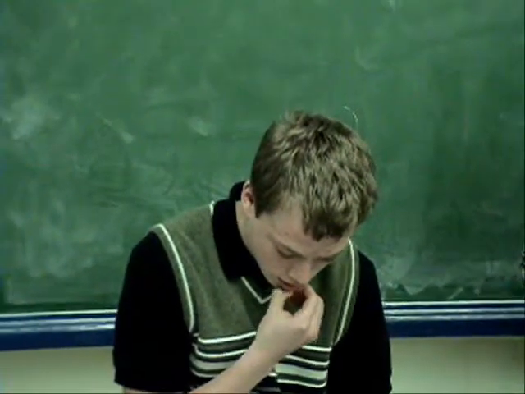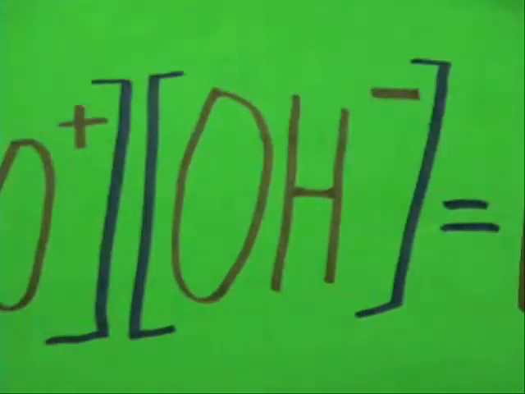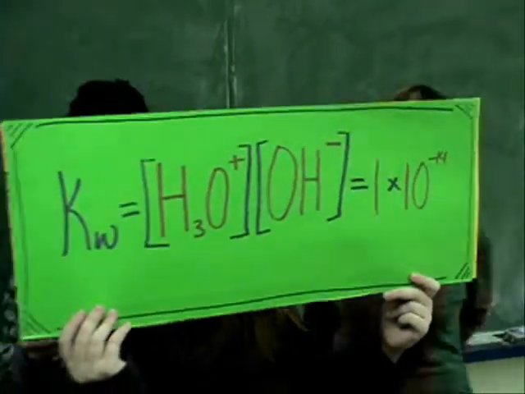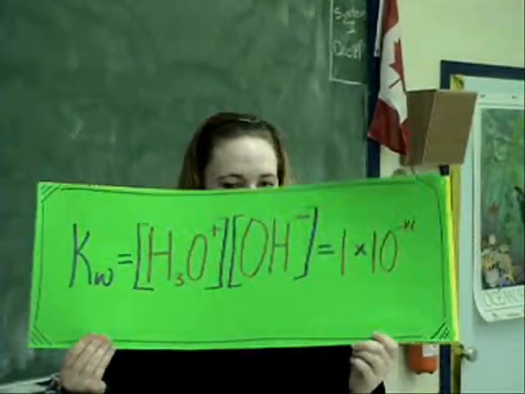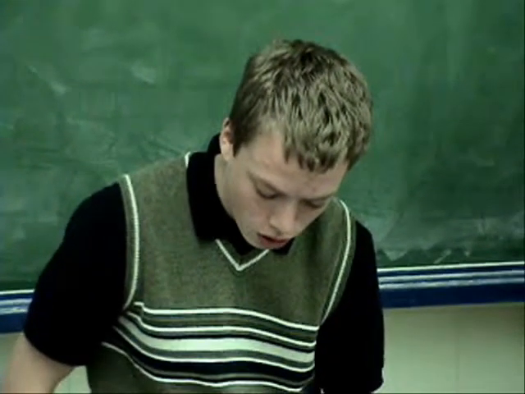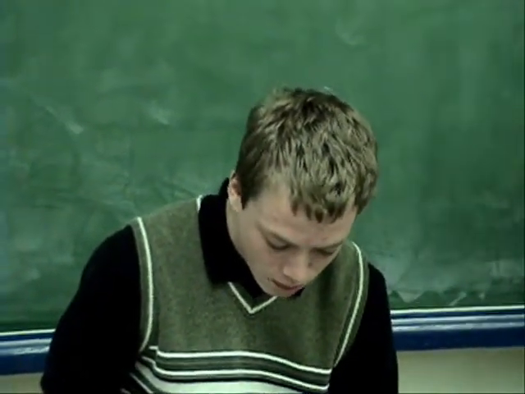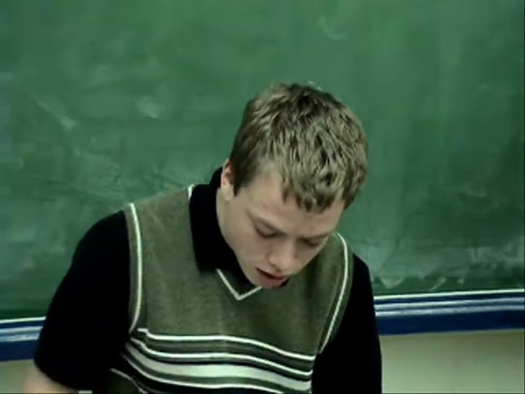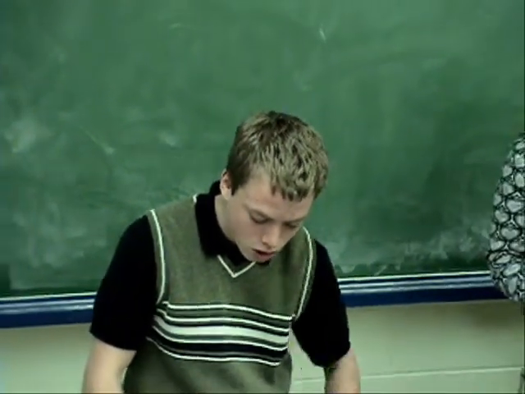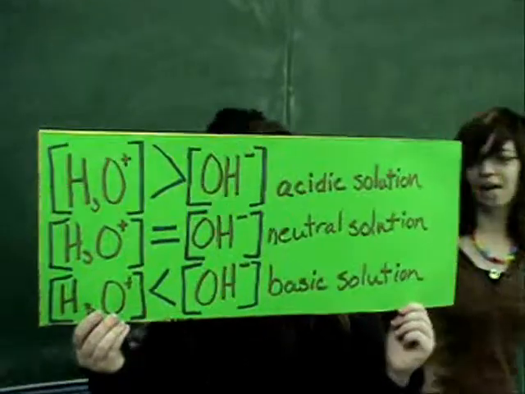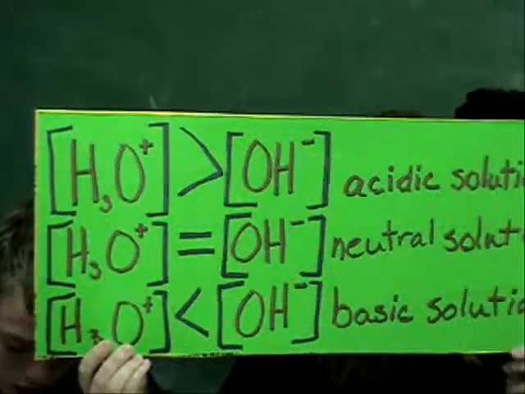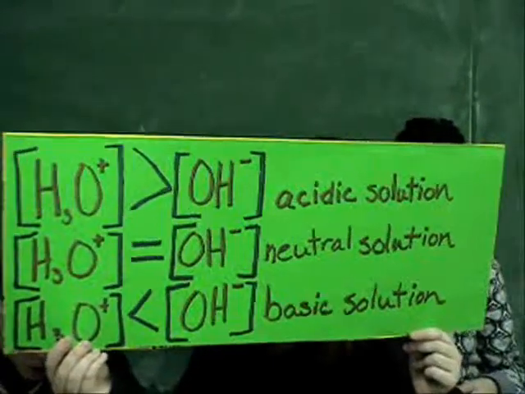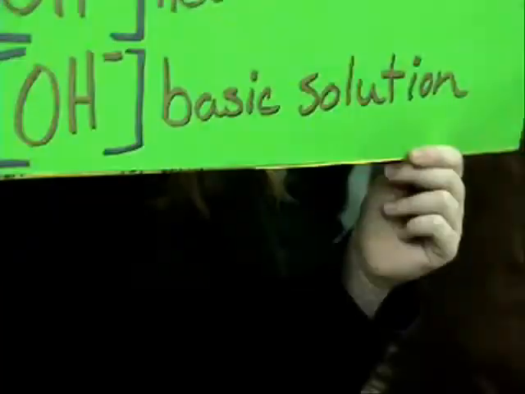After the addition of an acid or a base, the Kw is still Kw equals H3O+ times the concentration of OH-, which equals 1.0 times 10 to the negative 14. If the H3O+ increases and the OH- decreases, the acidity of the solution will change. So if the concentration of H3O+ is greater than the concentration of OH-, the solution is acidic. If equal, the solution is neutral. If less, the solution is basic.